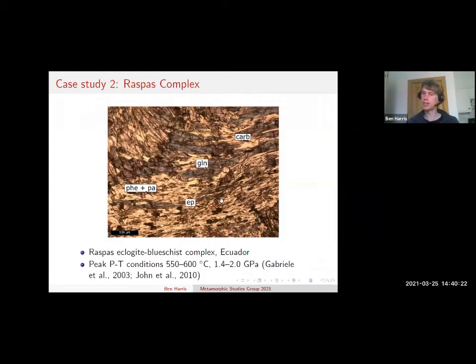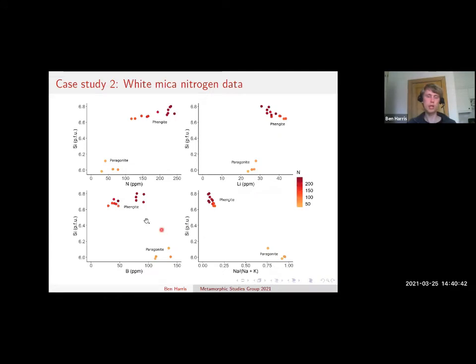So the second case study that I want to look at is from the Raspas Complex in Ecuador. This is a blueschist, which has similar peak temperatures to the Cignana sample, somewhat lower pressures. And it contains glaucophane, a bit of garnet, epidote, phengite, paragonite, and some carbonate. So we analyzed nitrogen in the minerals from this sample. The main nitrogen hosts are the white micas, phengite and paragonite. The glaucophane and the epidote both contain less than 5 ppm nitrogen, so they're insignificant as a host of nitrogen in this sample.